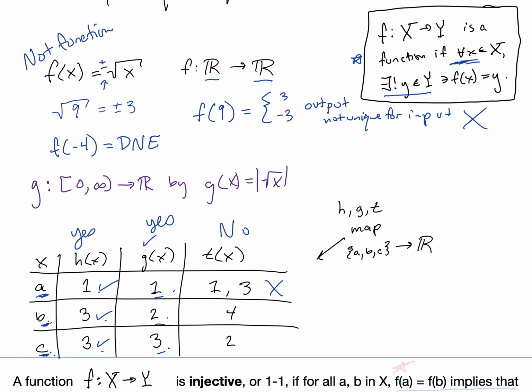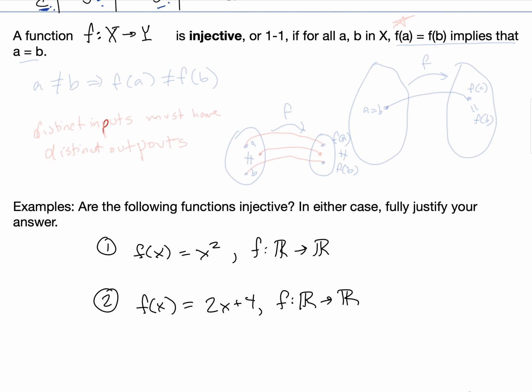A function f mapping x to y is injective, or 1-to-1, if for all a and b in x, f of a equals f of b implies a equals b. To unwrap that, what we're saying is that if we've got two sets and we have a function mapping over it, and it's the case that f of a is actually equal to f of b, then a and b must have been the same point.